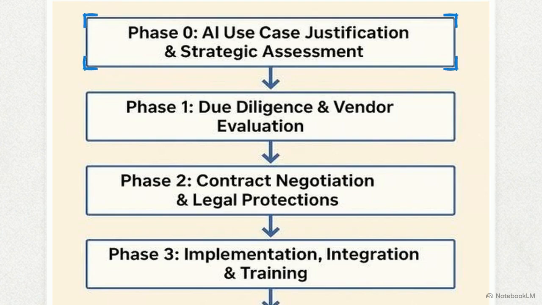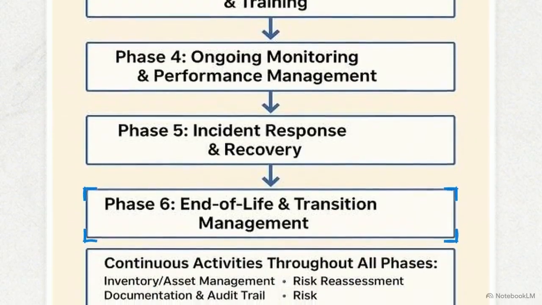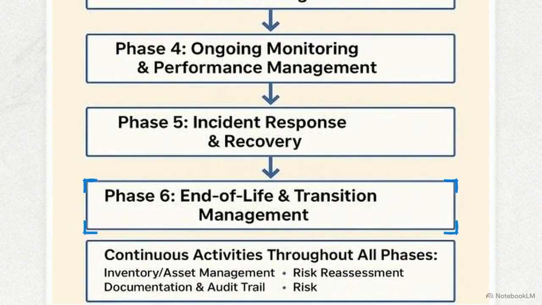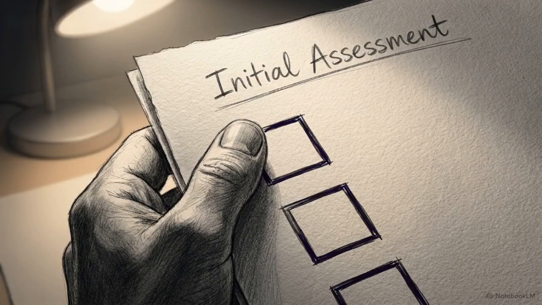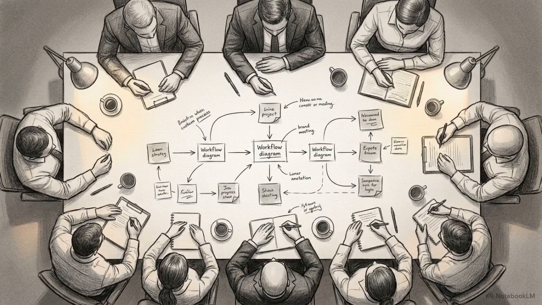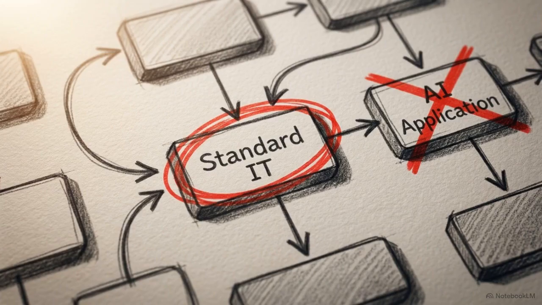Following the framework established by the Health Sector Coordinating Council, you must implement a dedicated 7-phase AI lifecycle to guarantee both patient safety and data privacy. The process begins with Phase 0, use case justification. Before committing resources to vendor evaluations, you have to define the specific problem and determine if an AI solution is actually required to solve it.